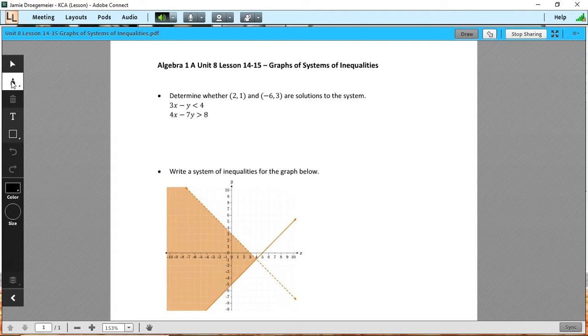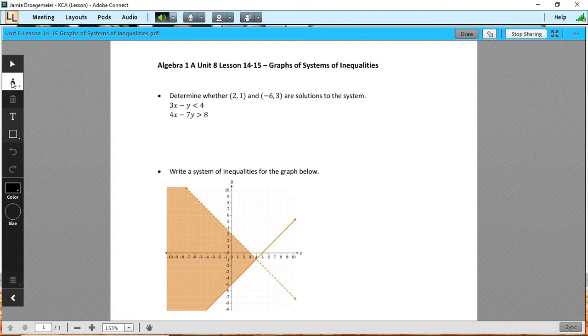Today we are in Unit 8, looking at lessons 14 and 15, graphs of systems of inequalities. So to this point, when we've been talking about systems, we have been looking at equations. Equations have an equal sign. Inequalities are going to have an inequality symbol. And we looked in a past unit at how we graph these inequalities. Remember, and you can see in that graph below, we have a shaded area when we do an inequality.